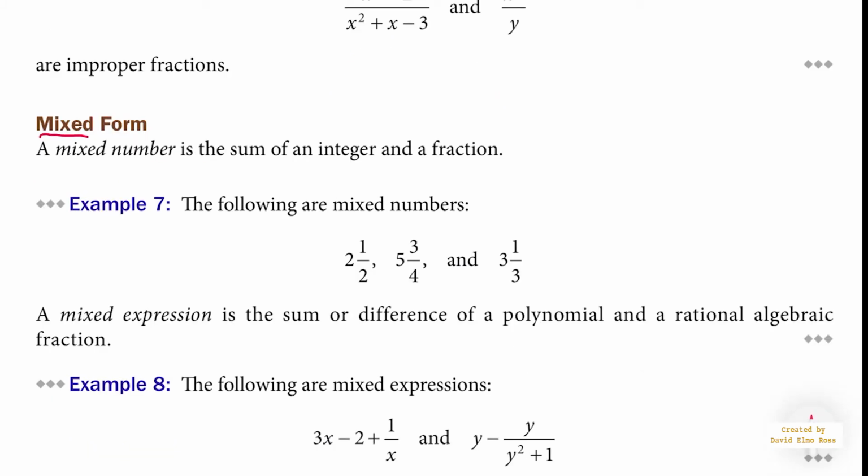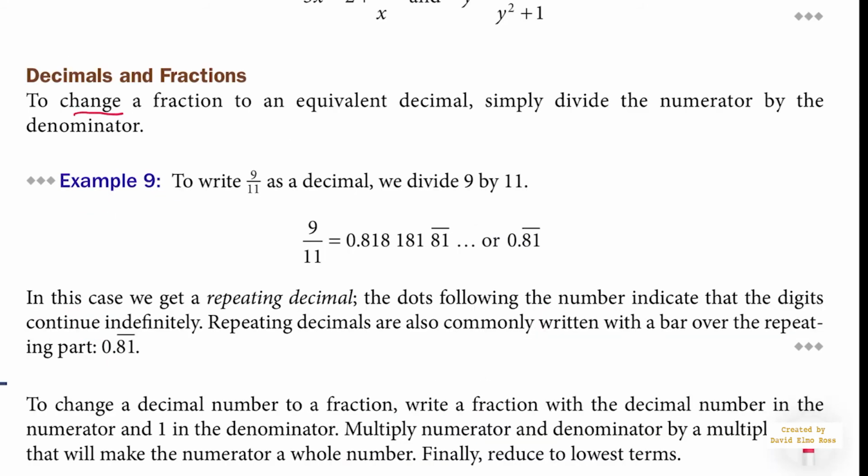Fractions can also be of mixed form, where a mixed number is a sum of an integer and a fraction, such as 2 plus 1/2, 5 plus 3/4, and 3 and 1/3. A mixed expression is a sum or difference of a polynomial and a rational algebraic fraction. For example, 3x minus 2 plus 1 over x, and y minus y over y squared plus 1 are all examples of mixed expressions.